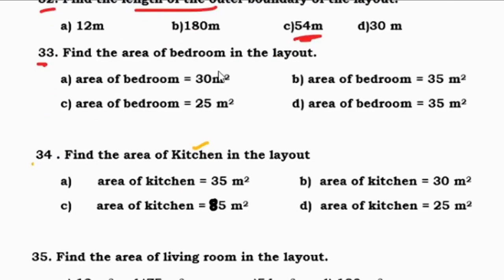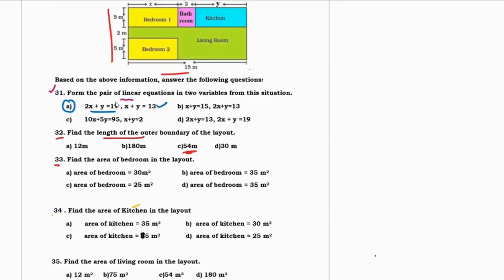33rd question, find the area of the bedroom in the layout. To find the area of the bedroom, we have to find the x value. Why find the x value? Because we have assumed area of bedroom as 5x.